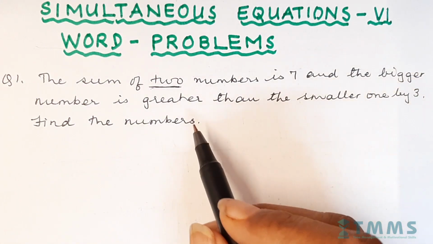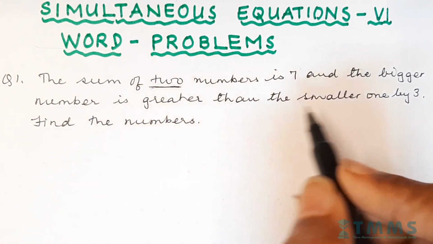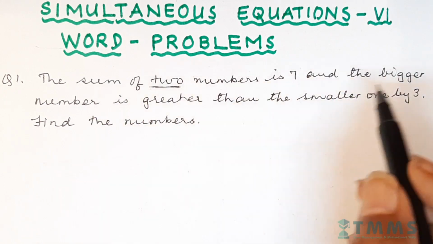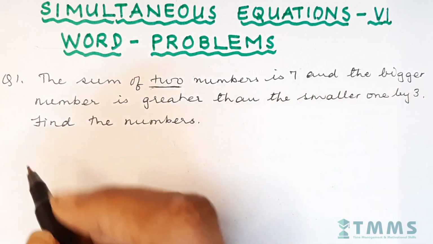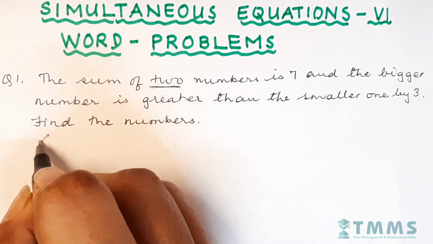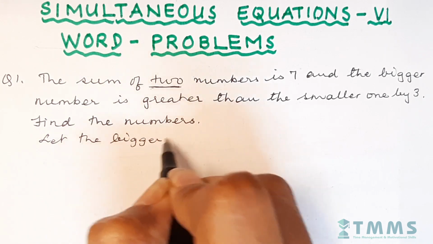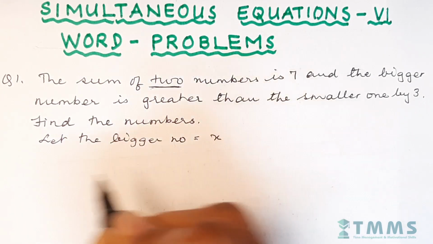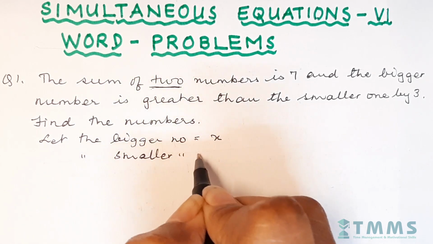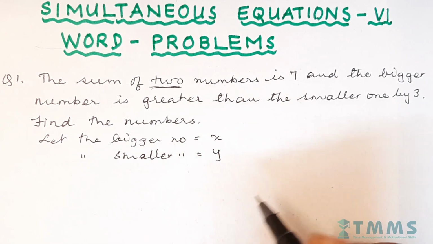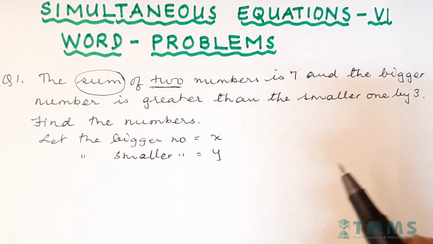Now, there is a bigger number and there is a smaller number. So, when we are finding the numbers, because we have to take the difference, can you see? Bigger number is greater than the smaller one, which means we need the difference. So, I need to specify what is the bigger number. So, let the bigger number equal x and the smaller number becomes y.